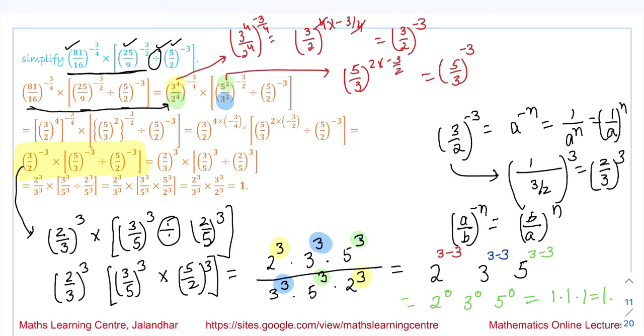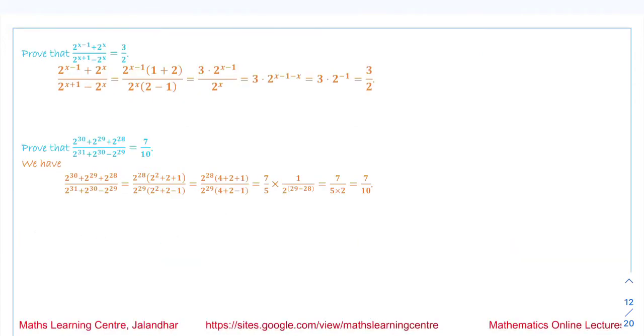Now in the next question we have to prove that (2^(x-1) + 2^x) / (2^(x+1) - 2^x) is equal to 3 by 2. So how do we start this problem? It is 2 raised to the power x minus 1 plus 2 raised to the power x, over 2 raised to the power x plus 1 minus 2 raised to the power x.